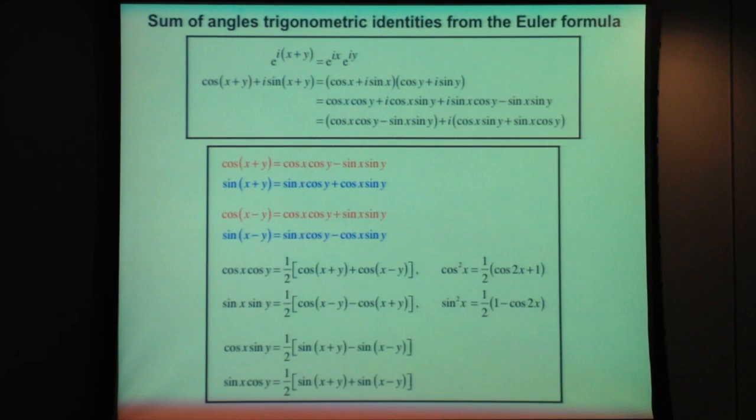Fine. So here they are written in red and blue, and we deduce that we can readily get from them an expression for the square of the cosine and the square of the sine. That is, we consider the case when x and y are equal, and then we can do the same kind of thing for the mixed products, cosine sine products, sine cosine.